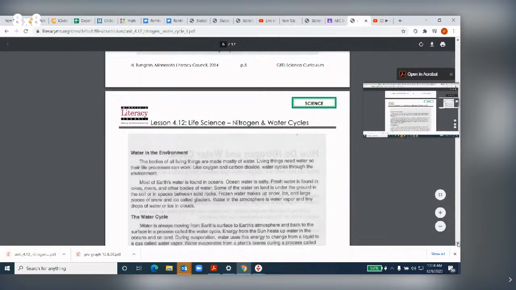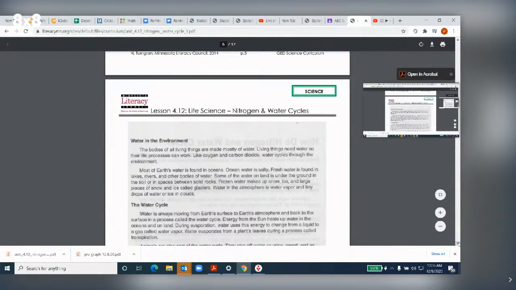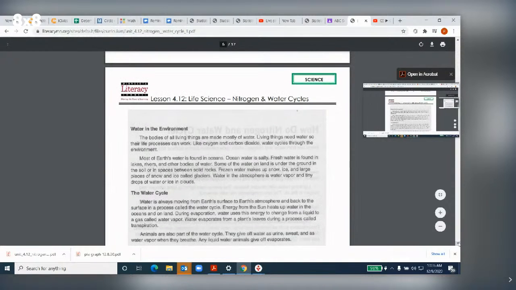And this is kind of the same thing. The Earth would be like a giant burner, and it heats the water up, then the water goes into vapor. It can come out of a lake, come out of a river, come out of a stream. It gets in the air. Then now it says water evaporates from plants' leaves during a process called transpiration.